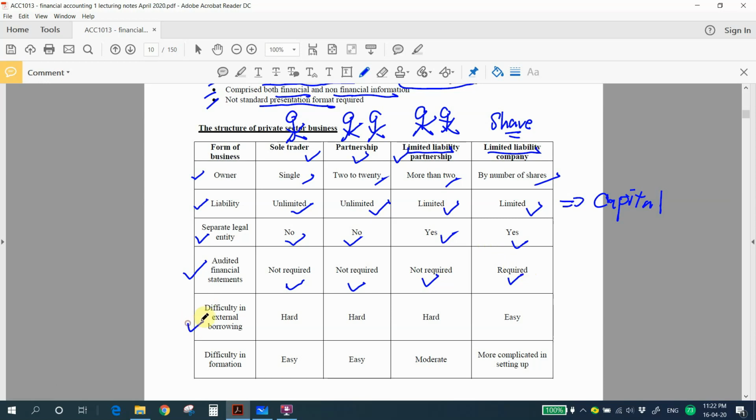Difficulty in external borrowing. Here we discuss whether it is easy or difficult for the company to get funds from external parties. Who is the external lender? The example is a bank. Is it easy for you to get a loan or borrowing from a bank? For sole trader, partnership, and limited liability partnership, the answer is hard. Very hard for them to get a loan from an external party. However, for the limited liability company, the answer is easy. Why? Because of this.